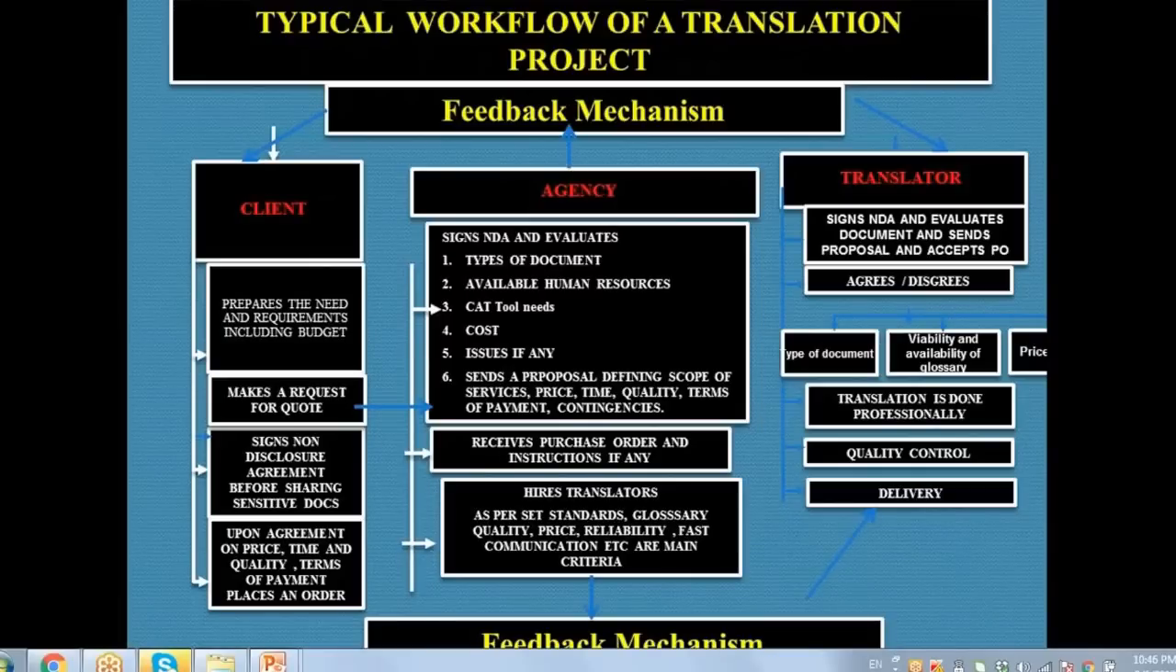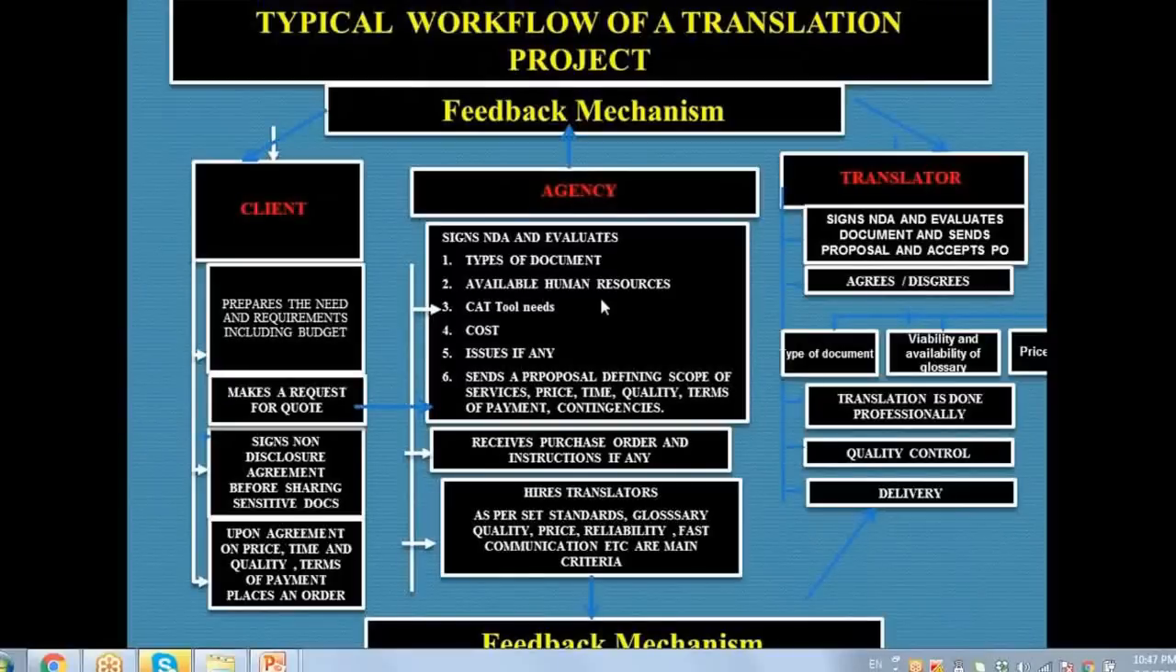For a client, their project is more important. So their workflow may focus only on the project and very little on the agency, or they may not do anything on the translator at all. So this is broadly the workflow. For the client, we have to take into consideration preparations, request for quotation, signature of agreement or non-disclosure agreement. Price, time, quality, etc. are put into the agreement and the contract takes place.